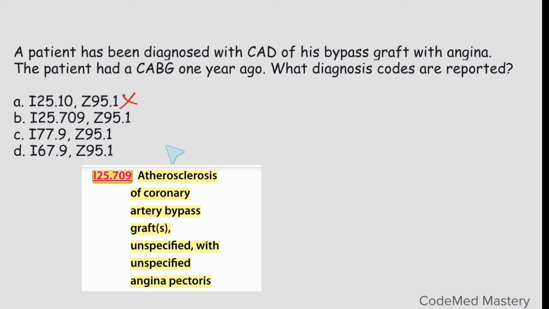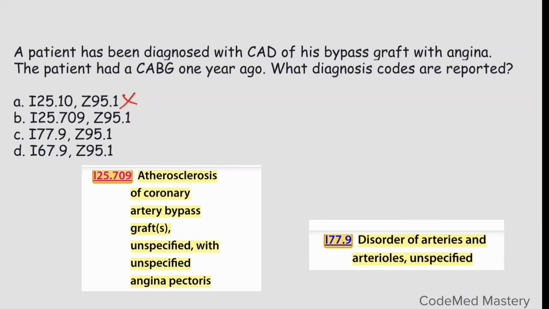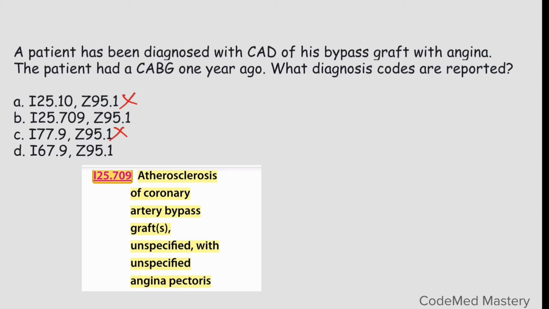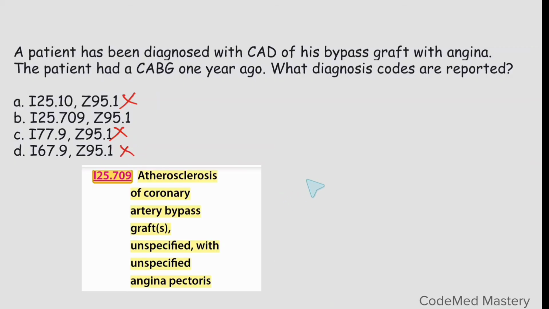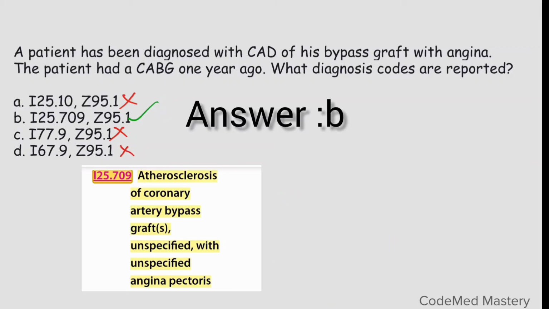Check option C, I77.9. I77.9 is for disorder of arteries and arterioles unspecified. But in the scenario they have mentioned CAD of bypass graft with angina. So I77.9 disorder of arteries and arterioles unspecified is wrong. So eliminate option C. Option D, I67.9 is for cerebrovascular disease unspecified. So that is also wrong. Eliminate option D. We are left with option B, which is the right answer.